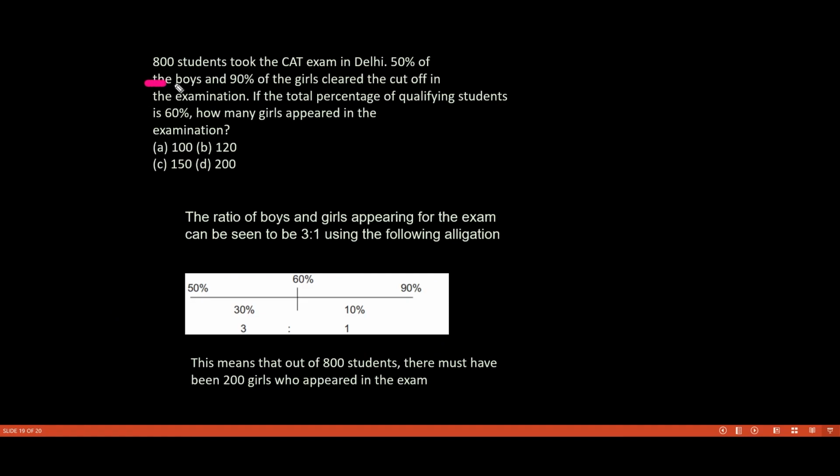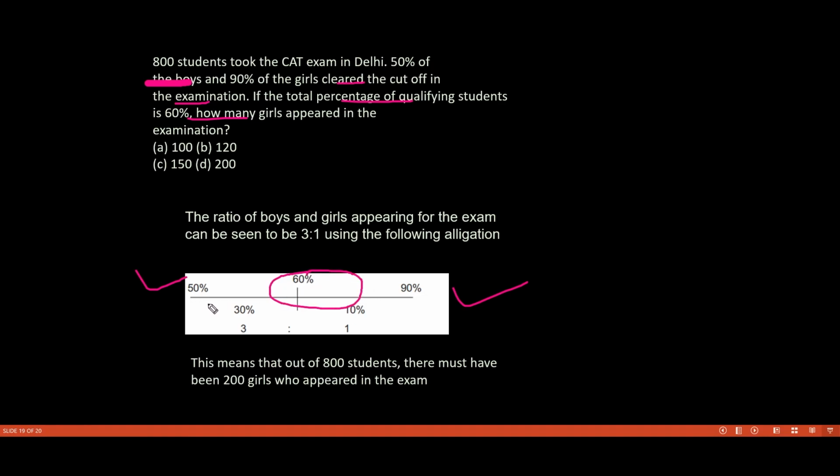So the question given is: 800 students took the CAT exam in Delhi, and 50% of the boys and 90% of the girls cleared the cutoff in the examination. If the total percentage of qualifying students is 60%, how many girls appeared? So 50% of the boys cleared and 90% of the girls cleared. So the average becomes 60%.